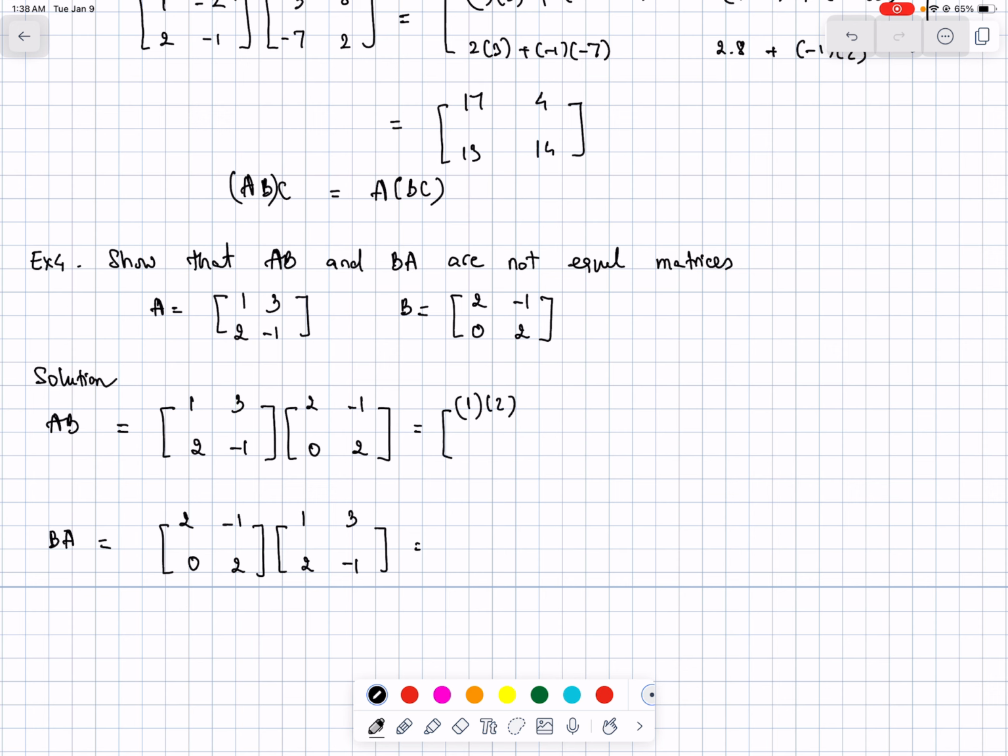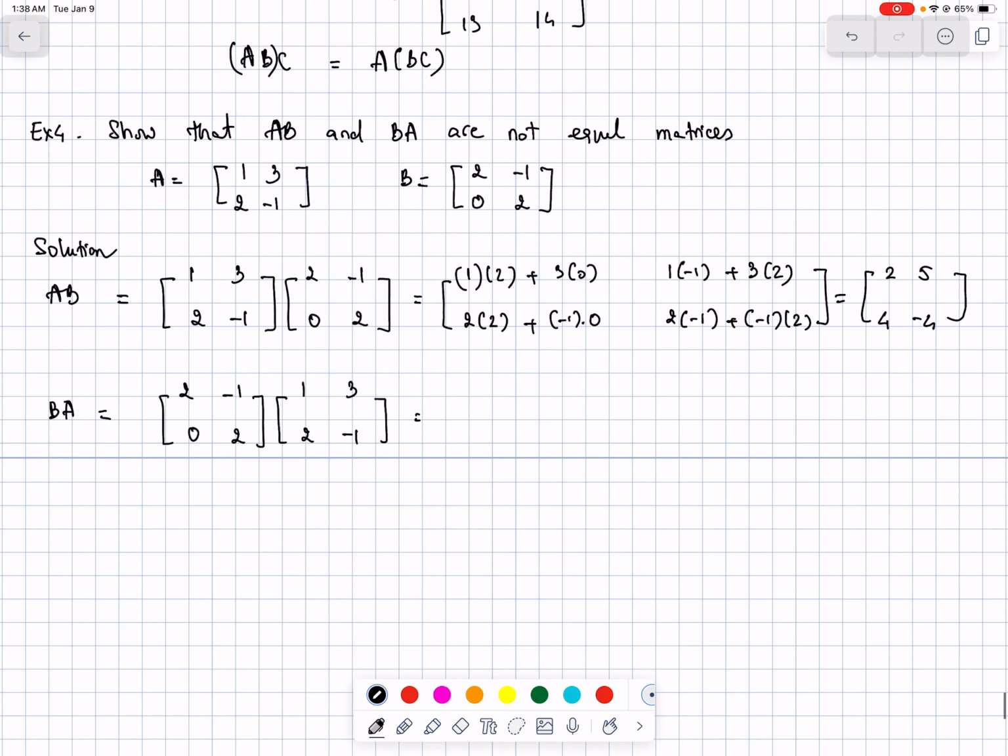1 times 2 plus 3 times 0, 1 times negative 1 plus 3 times 2, 2 times 2 plus negative 1 times 0, 2 times negative 1 plus negative 1 times 2. So the answer that we got for A times B is 2, 5, 4, and negative 4.